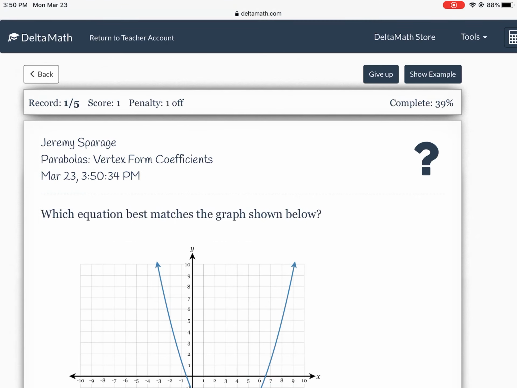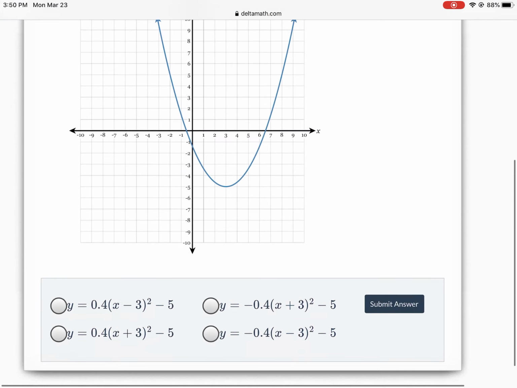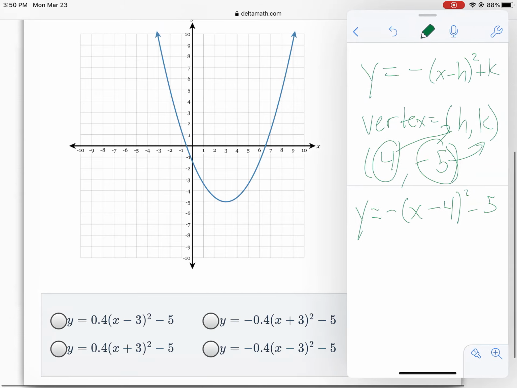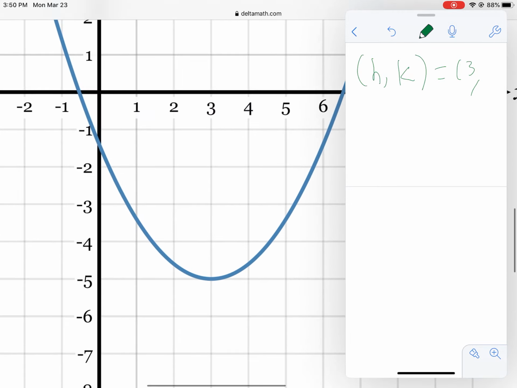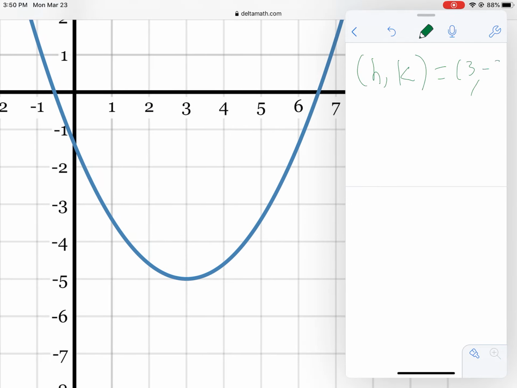Okay. Next problem. Which equation best matches the graph shown below? We see it's an upwards parabola, so we should not have a negative sign on the outside. So we should have y. Let's actually first go ahead and determine our vertex, h comma k. It looks like it's going to be 3 comma negative 5. Okay, so I have y equals x minus 3 squared minus 5.